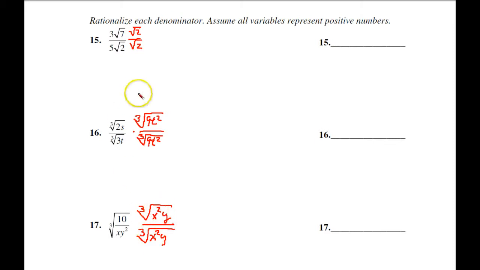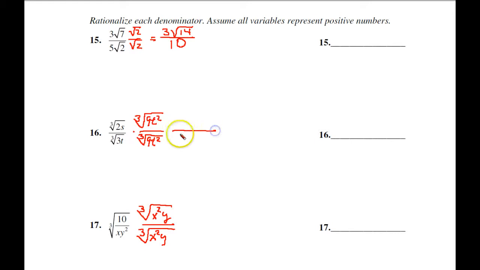So these are all 1s that when I finish will rationalize the denominator, and let's see what we get. For our top here, we're going to get 3 times the square root of 14. Now square root of 2 times the square root of 2 is square root of 4, which is 2. 2 times 5 is 10.